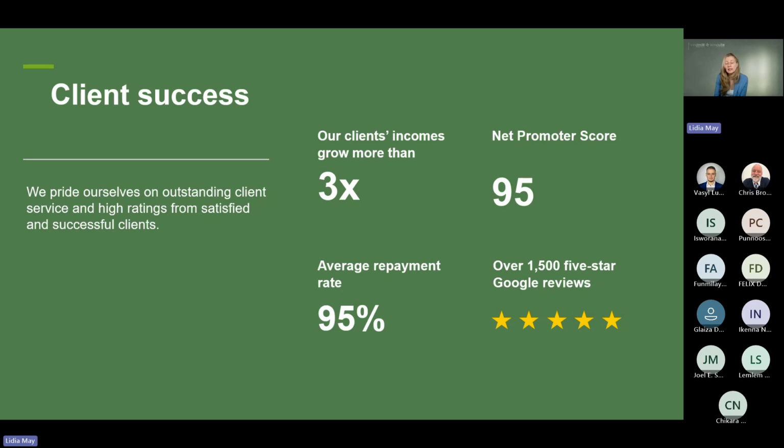Also here you can see that we have a repayment rate of 95%. So it means even though we don't ask for many things, still our clients are successful and they have been paying us back, or they have paid us back. Also, we have a net promoter score of 95. For those who are not familiar with what it means, it means that our clients are happy to recommend us to their friends and family.